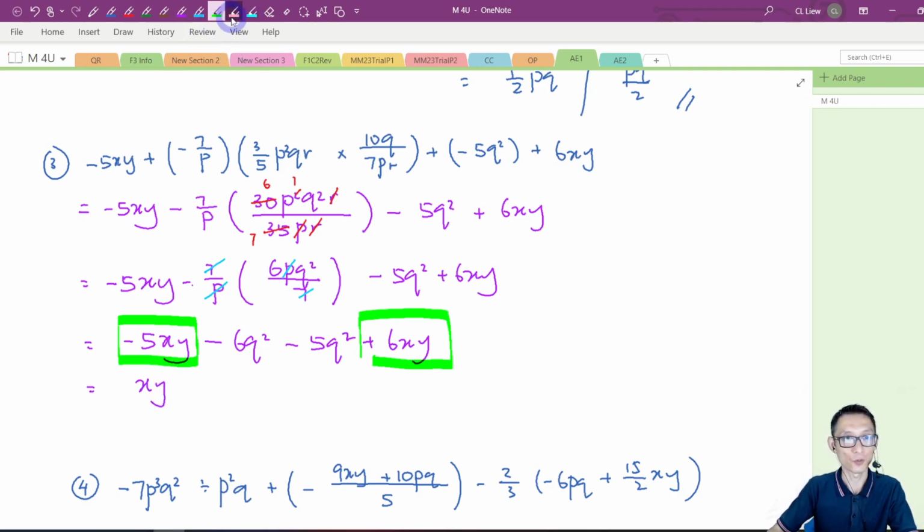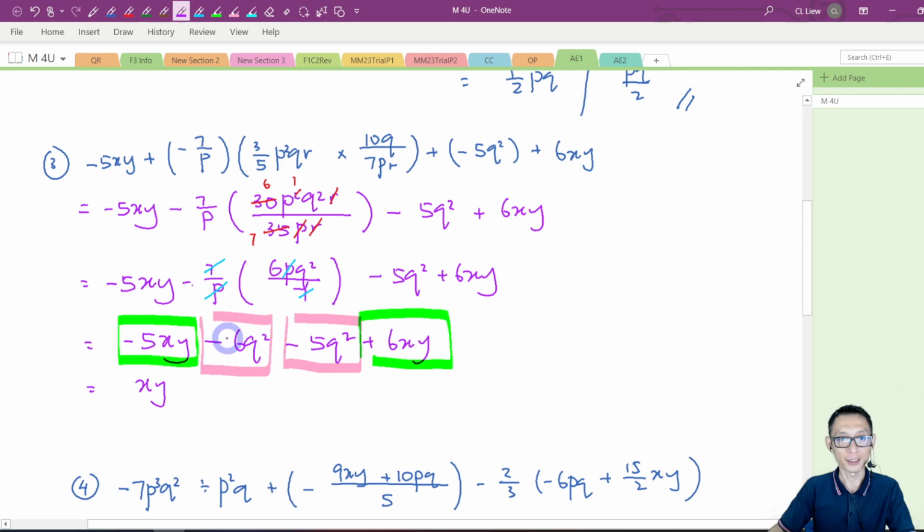Okay, now focus on these two terms. They are like terms. Negative 6 minus 5. If you are not sure, you can press your calculator. So negative 6 minus 5 is equal to negative 11. The q square, we just copy. So let's say if you don't want to do it this way, you want to start the simplification here, also can, you will still get the same answer. Let me show you how.